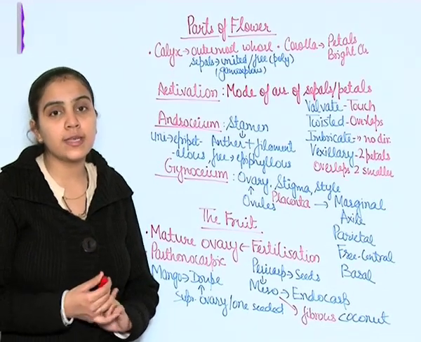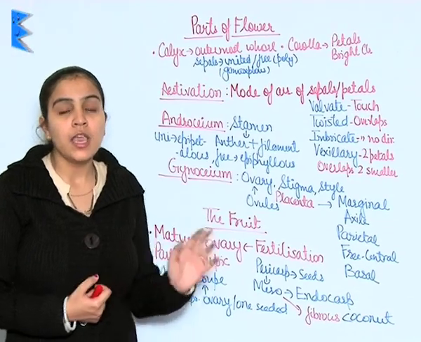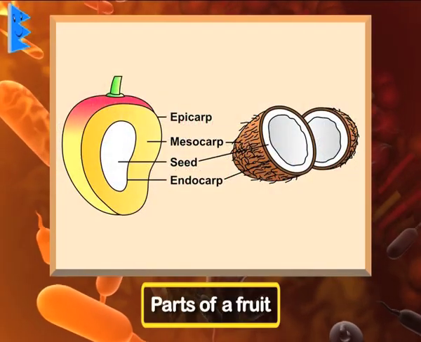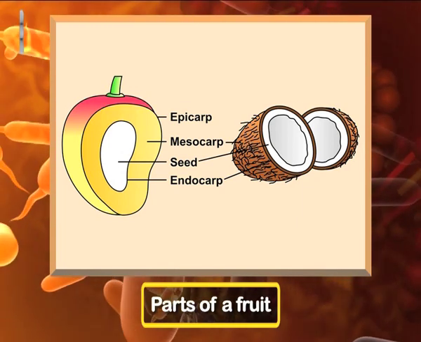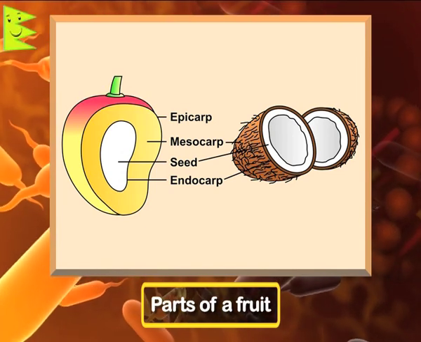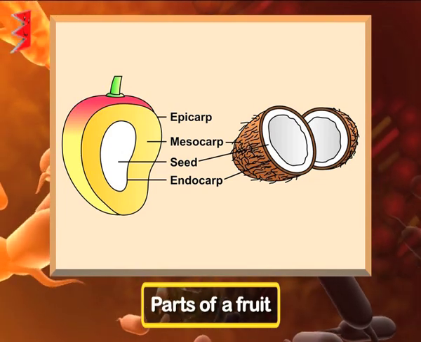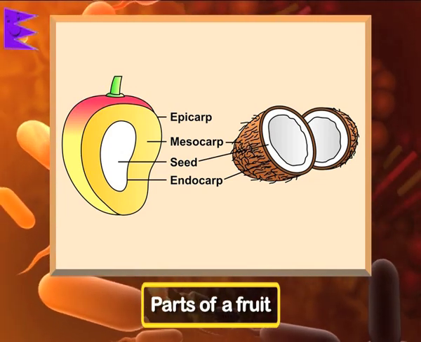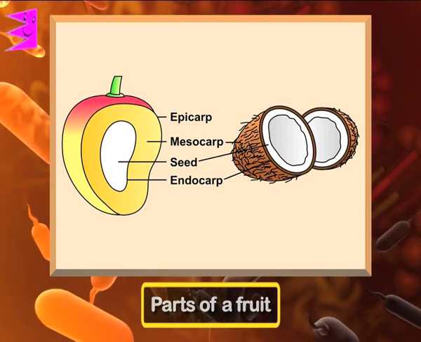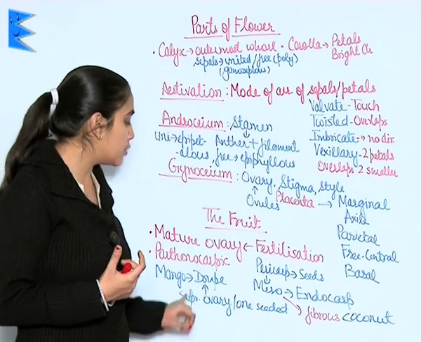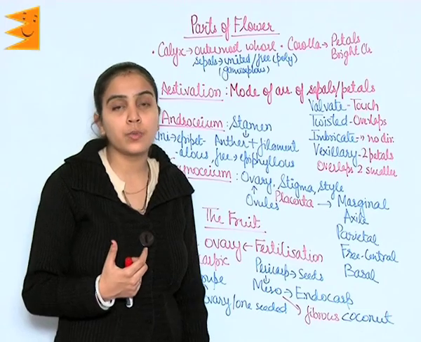Here you can see two examples of drupe fruit, mango and coconut. You can see in the diagram there is pericarp, then there is mesocarp and endocarp, and then there is seed. In case of mango, the mesocarp is fleshy and edible, whereas in case of coconut, the mesocarp is hard and fibrous. This drupe fruit is formed by a superior ovary and is usually one-seeded.